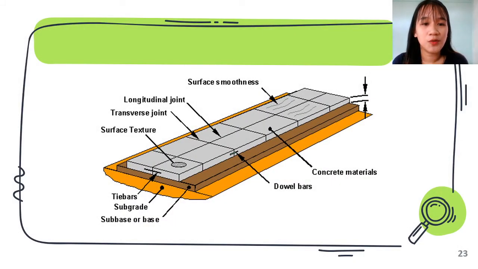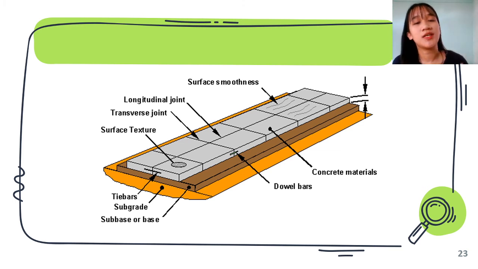I am going to show you the longitudinal joint and transverse joint. These are the components of a pavement. The ones holding the two separate slabs are the dowel bars. The longitudinal joint is parallel to the pavement highway, and the transverse joint is perpendicular to the longitudinal joint.